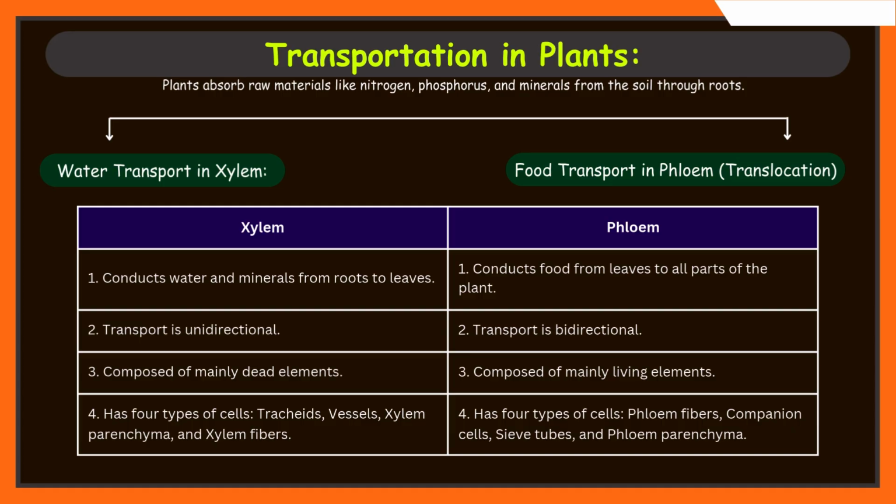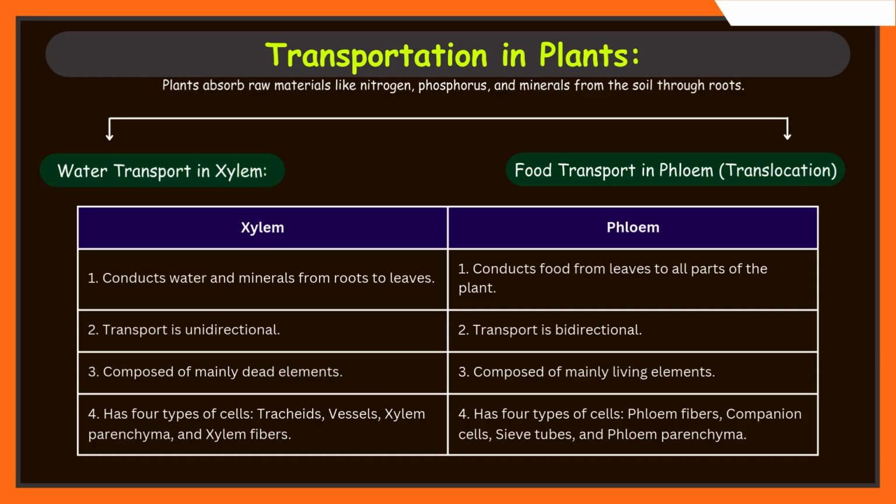Xylem parenchyma consists of living cells that store nutrients and assist in sideways water movement, while xylem fibers provide structural support to strengthen the plant. Together, these components ensure proper water distribution and mechanical stability in plants. Phloem. The phloem serves as the plant's nutrient transport system, carrying the food produced in the leaves through photosynthesis to all other parts of the plant.